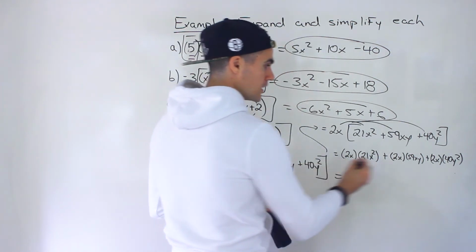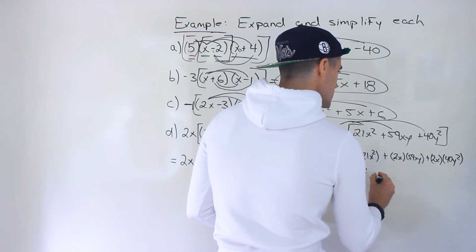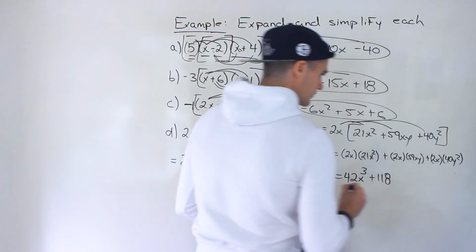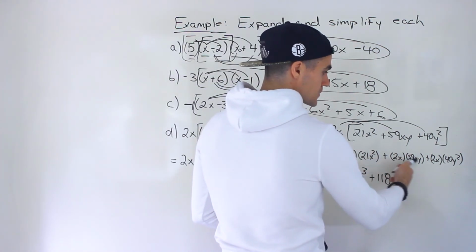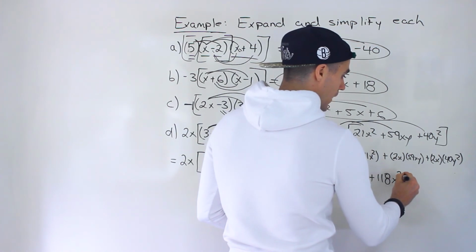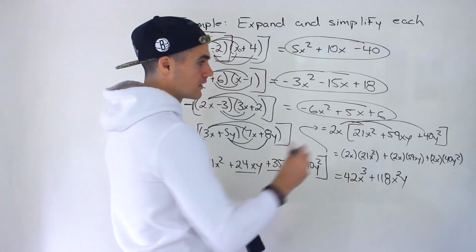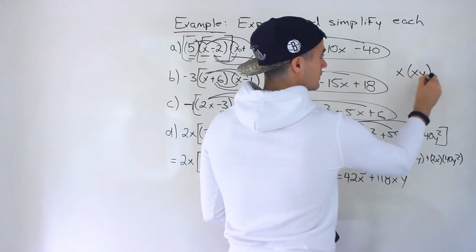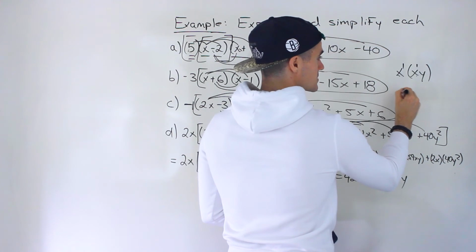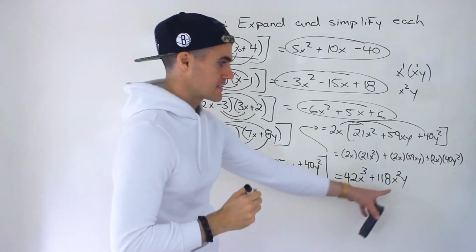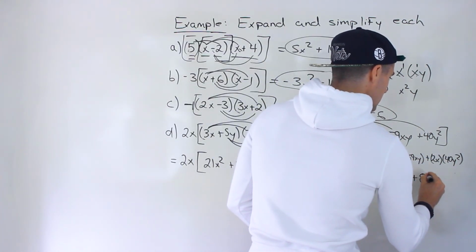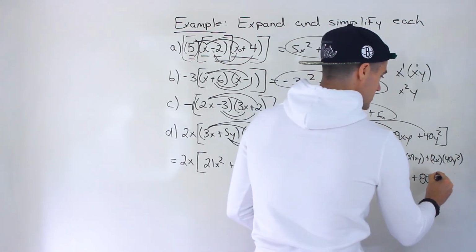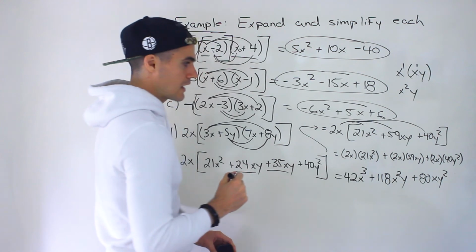2 times 59 would give us, what would that be? That'd be 118, right? And then from here, x times xy, notice we can multiply the x's, that would become x squared, and then there's a y still remaining. Right, on the side here, x times xy, we can multiply the x's, add the exponents, and then the y is still there. That's how we get that x squared y. And then 2 times 40 would give us positive 80. X times y squared, we can't combine those because they're different bases. So we end up with that right there.